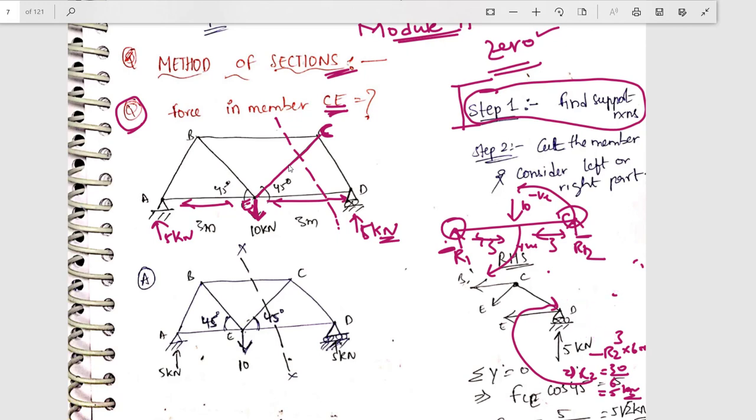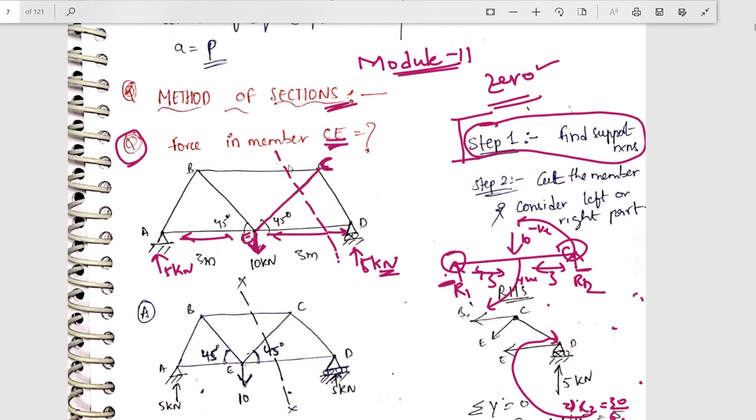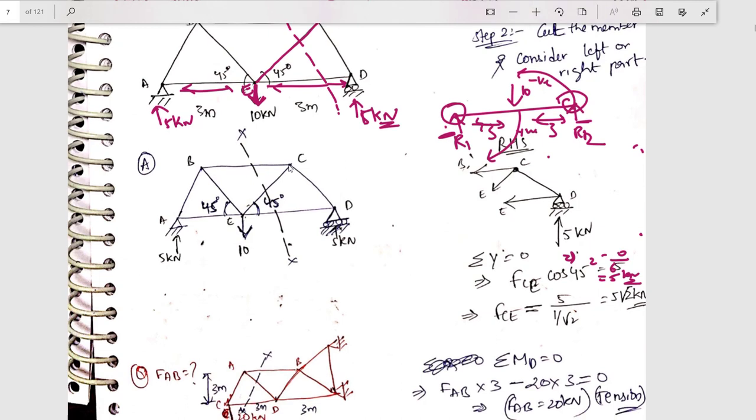Okay. Just give me a second. Let me erase this. Just give me a second. Let me erase this properly. Okay.